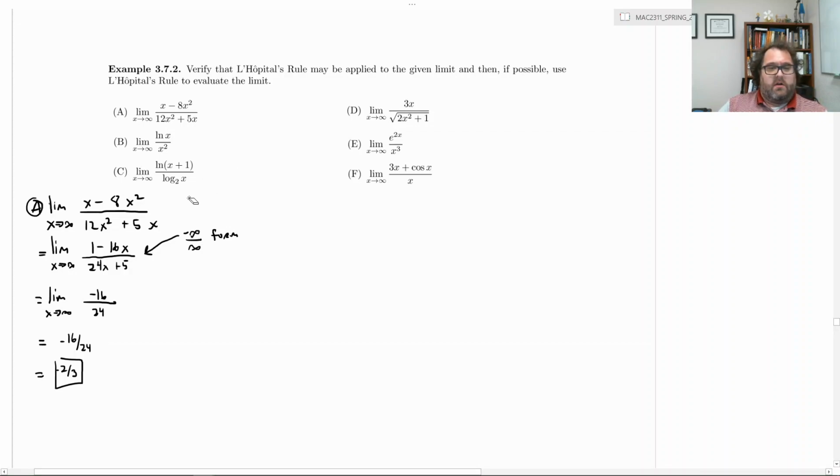Okay. Now, how might we have solved this back in chapter 1? In chapter 1, we would have said this. Divide the numerator and denominator by x raised to the greatest power on the denominator. So notice the highest power of x in the denominator is 2. So what we would have done in chapter 1 would be to divide the numerator and denominator by x squared. In other words, multiply the top and the bottom by 1 over x squared.